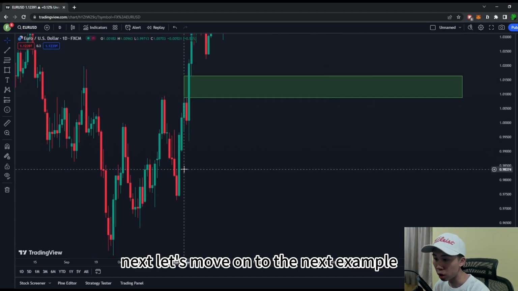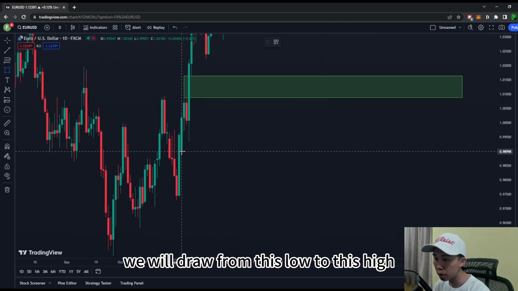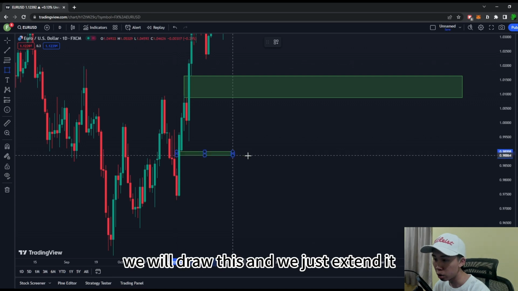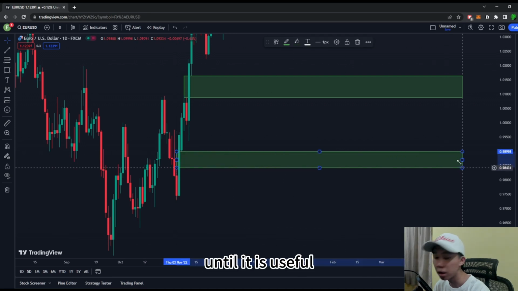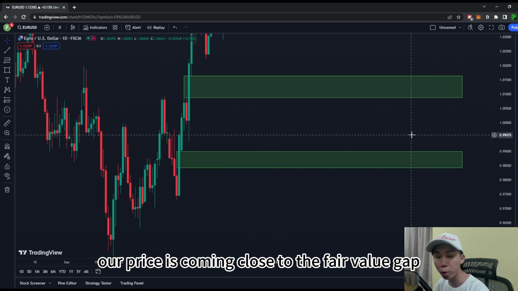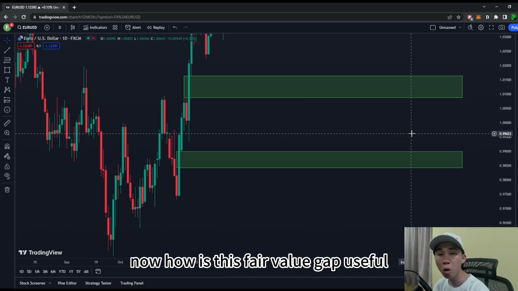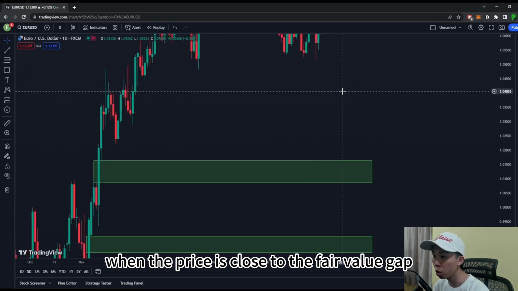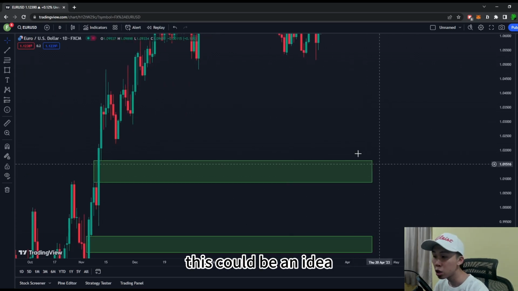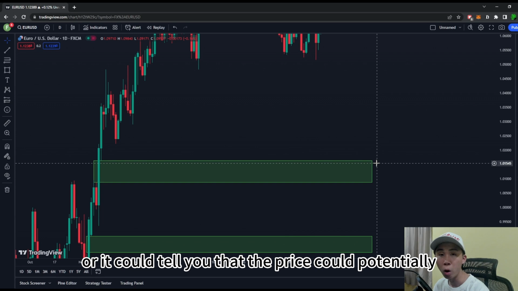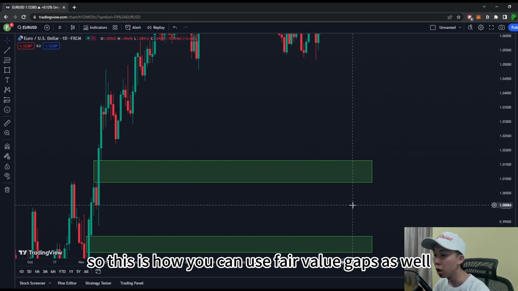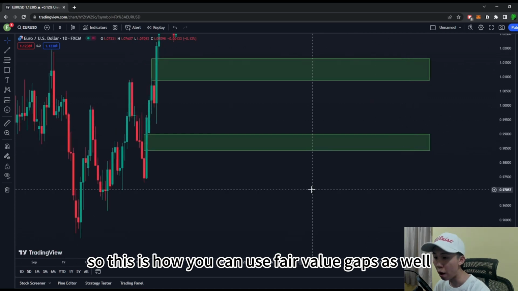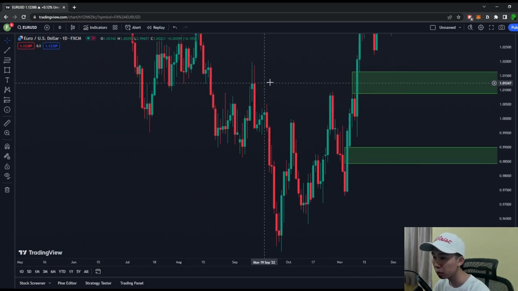Next, let's move on to the next example. We will draw from this low to this high. We will draw this and we just extend it until it is useful or price is coming close to the fair value gap. Now, how is this fair value gap useful is that next time when the price is close to the fair value gap, this could be an idea, or it could tell you that the price could potentially reach this area. So this is how you can use fair value gaps as well.